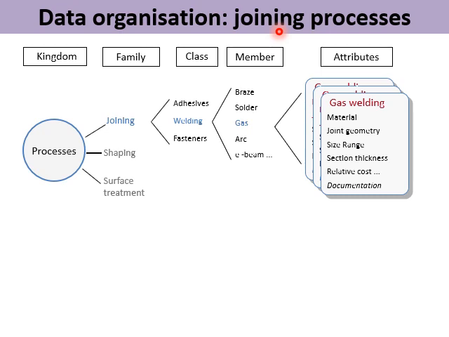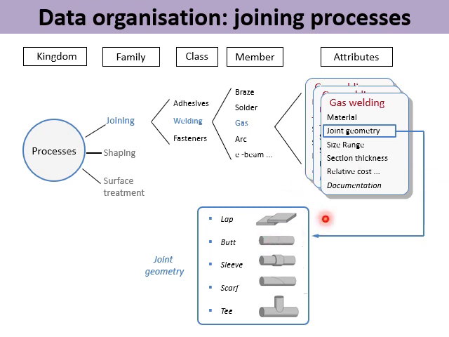Certain attributes are unique to joining. One of these is the geometry of the joint that the process can make. It is illustrated in the lower part of the frame. Here is the joint geometry.